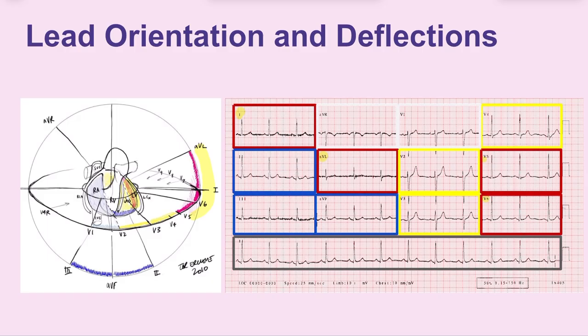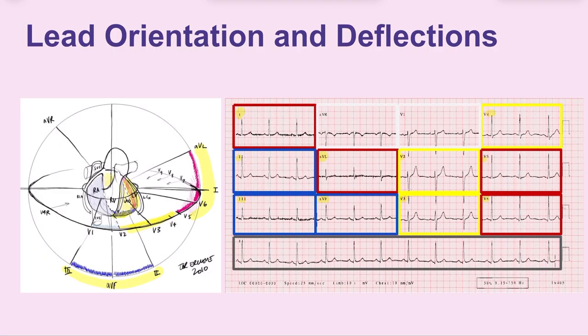And then we've got 2, 3, and AVF. This is going to represent our inferior leads, looking at that inferior side. Again, this is because of where the positive electrode is that we're able to see this different view, this different section of the heart. Our anterior leads are V2, V3, V4, represented here. And then AVR and V1 are our right-sided.